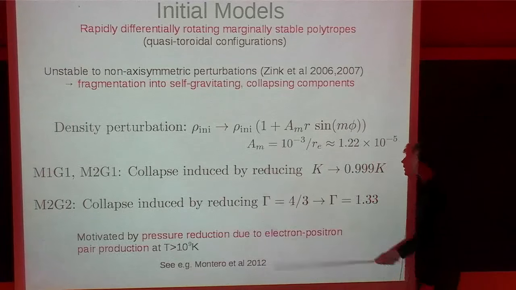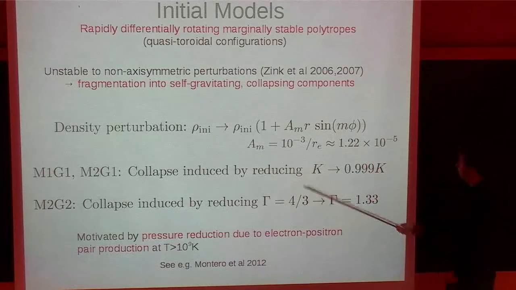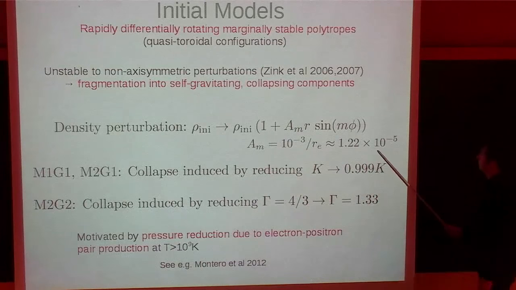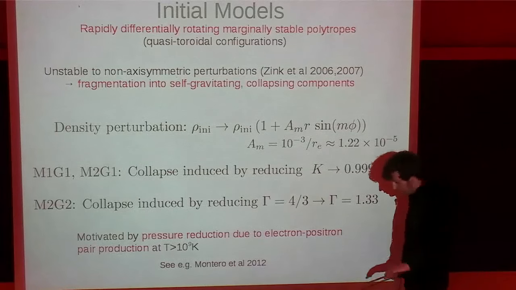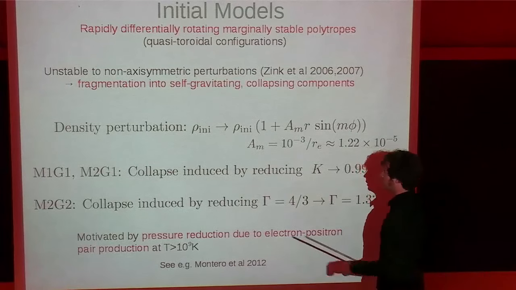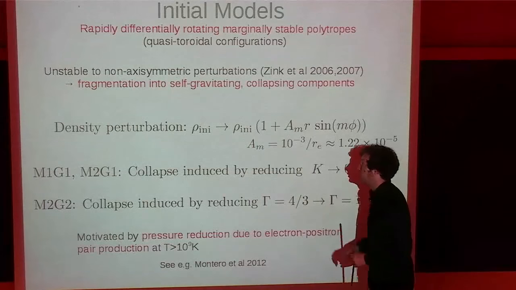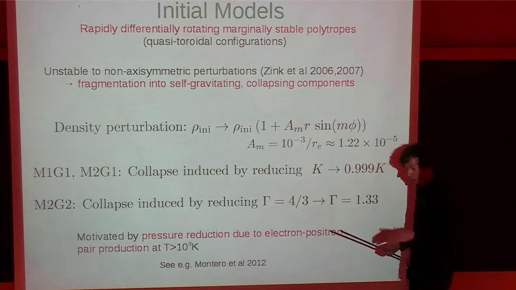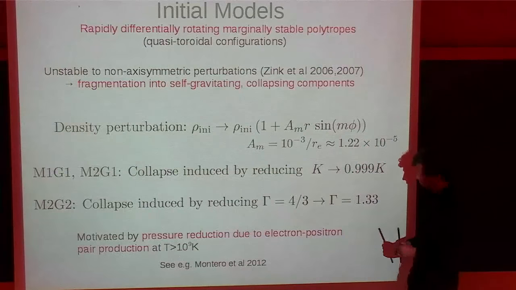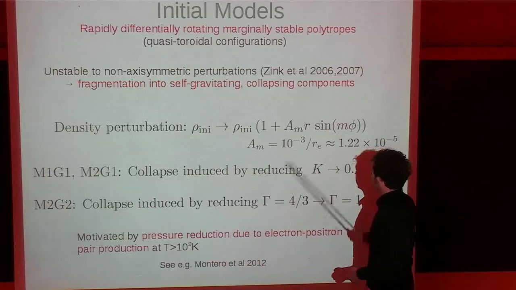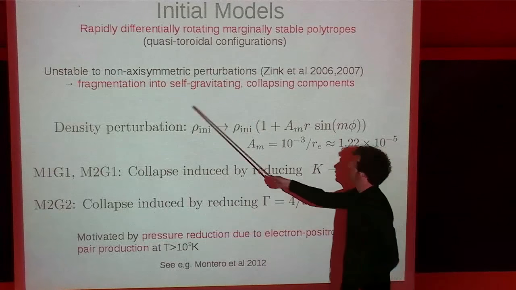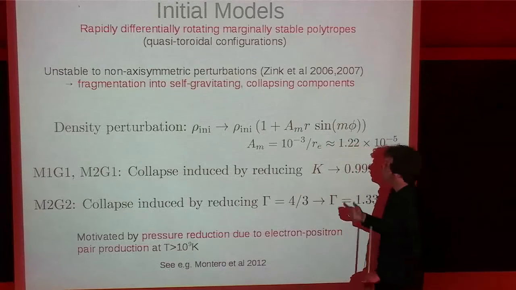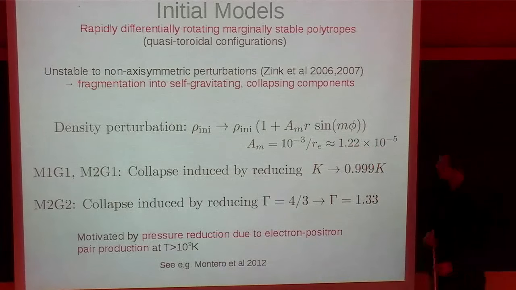The initial amplitude of the perturbation is pretty small, with a relative amplitude of 10 to the minus 5, and nevertheless that's sufficient to trigger this, because it's unstable against it. There will be some exponential growth, and eventually it leads to the fragmentation into these self-gravitating components.